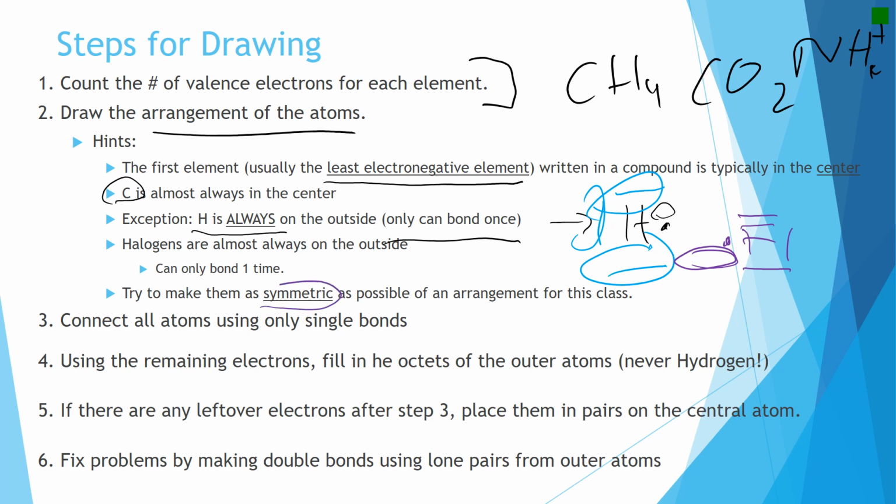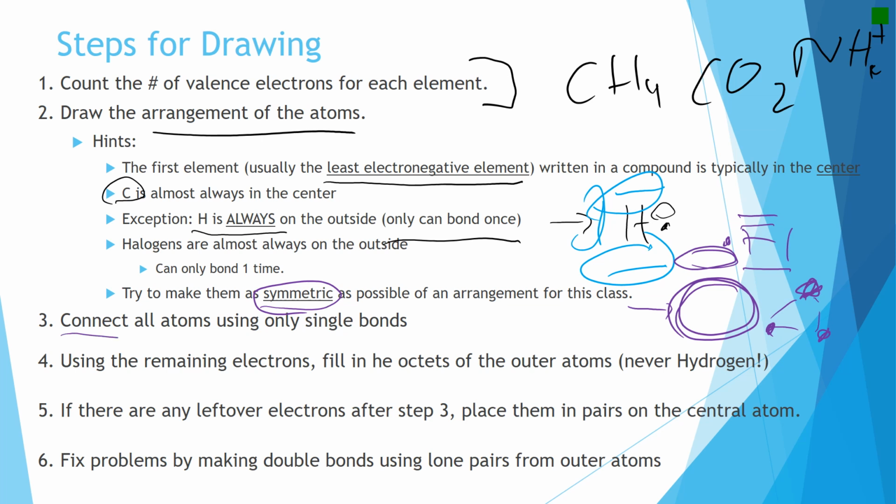And then what you want to try to do is make it as symmetric as possible, but what we don't do in this class is form little circles. So it's not going to be like this guy is connected to that guy, which is connected to that guy. So you're not going to form circles or triangles or anything like that. They're going to form linear structures.